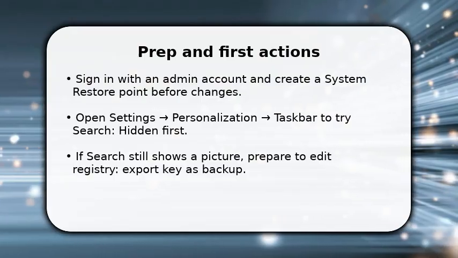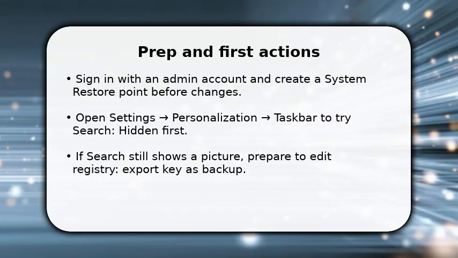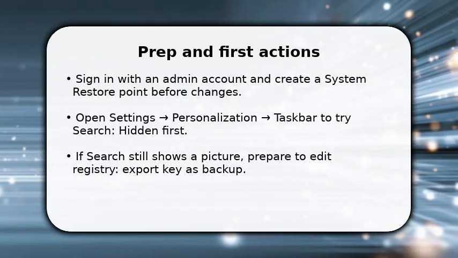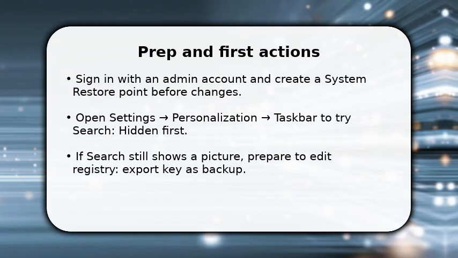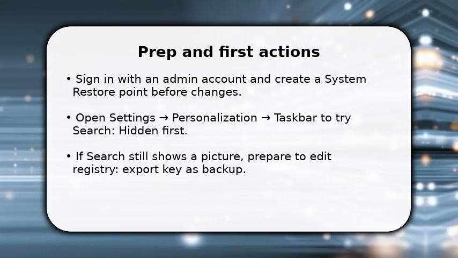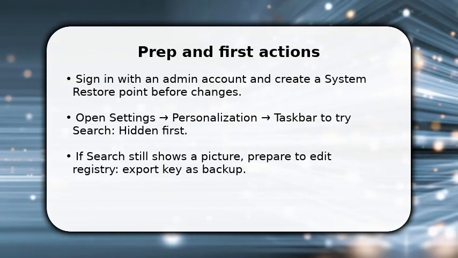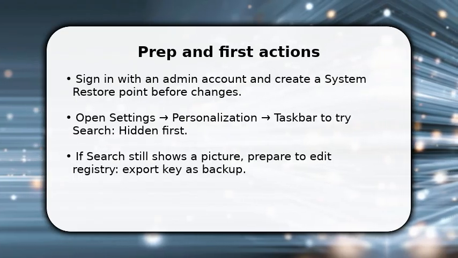You start with admin access and a restore point because registry edits can break things. First, try the quick fix. Settings, then Personalization, then Taskbar, and set search to hidden. This removes the visible search box or icon in most cases.